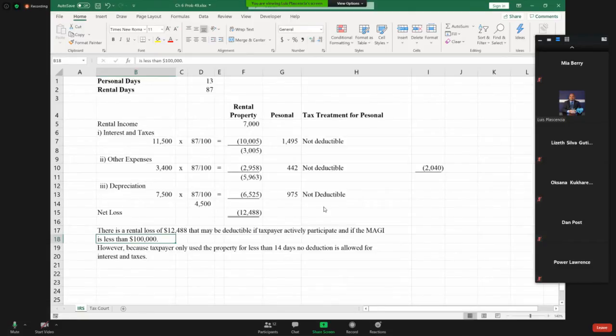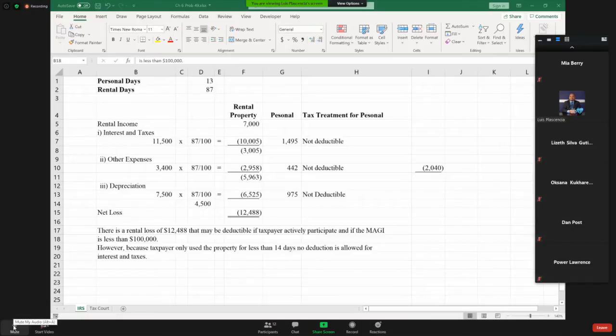The other table said that it had to be more than 10%. No, actually, yeah, you're right. Again, personal days have to be more than 10% of rental days, and it has to be more than 14. You're right. So then it has to be 15 days. If it's 14 days, it still wouldn't work. So it would have to be 15 days. I see what you mean.